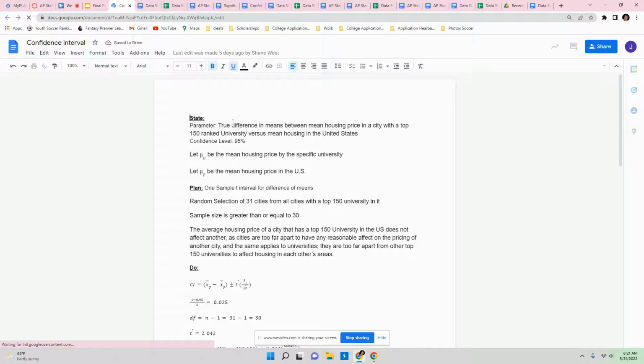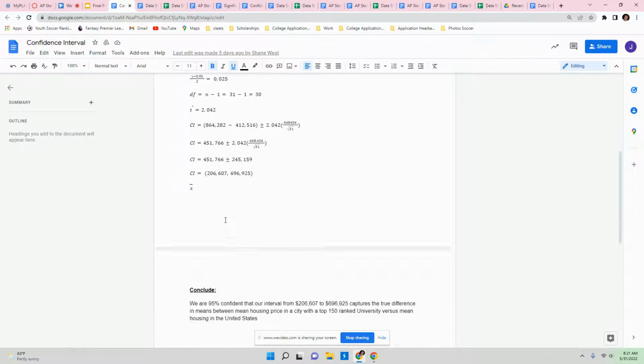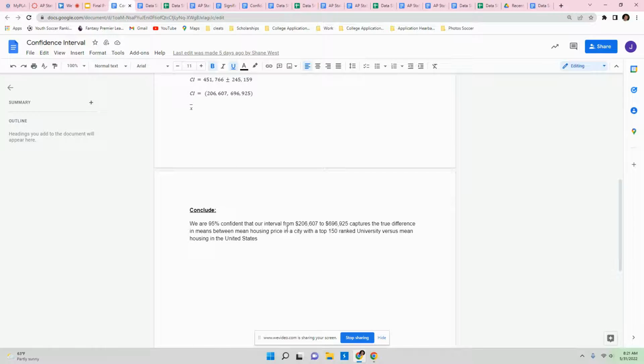And you can see that we met the whole 4-step process here. All our conditions were met, and here's the work. And we concluded that our interval from about 206,000 to 696,000 captures the true difference in means between mean housing price in a city with a top 150 ranked university versus mean housing price in the United States. We can definitely see here that for a confidence interval, there is for sure an increased price for a top 150 ranked university city versus the average housing price in the US.